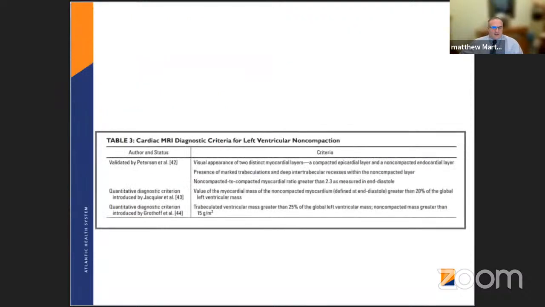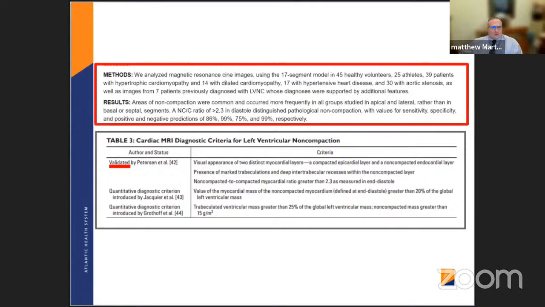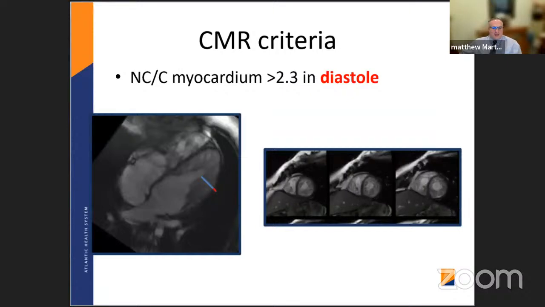So if you look at the MRI diagnostic criteria for non-compaction, most studies that look at this are going to use the Peterson criteria compared to the other proposed criteria. And if you look all the way back at that paper, you can see that they used a whopping 7 patients to come up with a criteria for LV non-compaction. So careful with the data. And they proposed using cardiac MRI, using a diastolic non-compacted to compacted myocardium ratio of over 2.3.